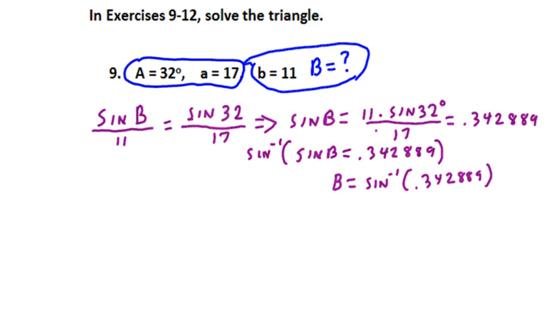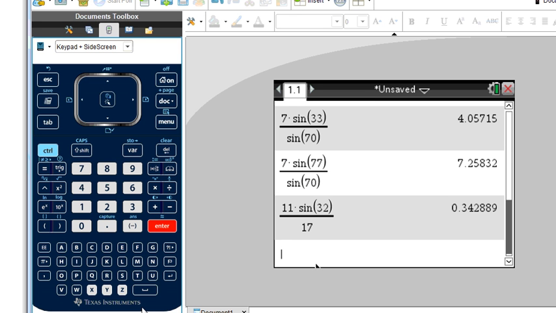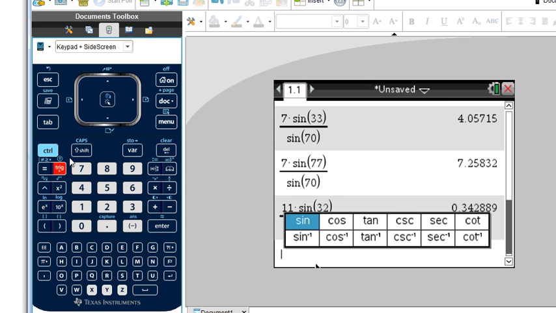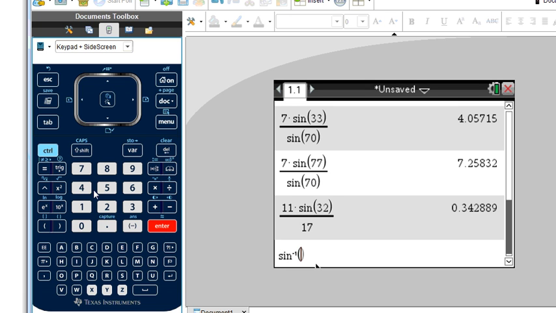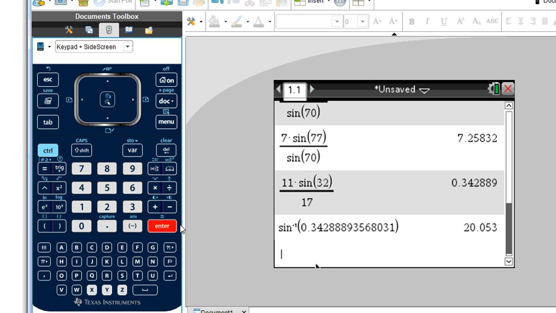Okay, so we go to our calculator and we can do this. Now the inverse sine we get by going to our trig button and going down to where it says sine to the negative 1 power. That means inverse sine, and we can put our exact answer in by pressing Control A and S. And for that, we get 20.053 degrees. So that's going to be the measure of our angle in degrees.